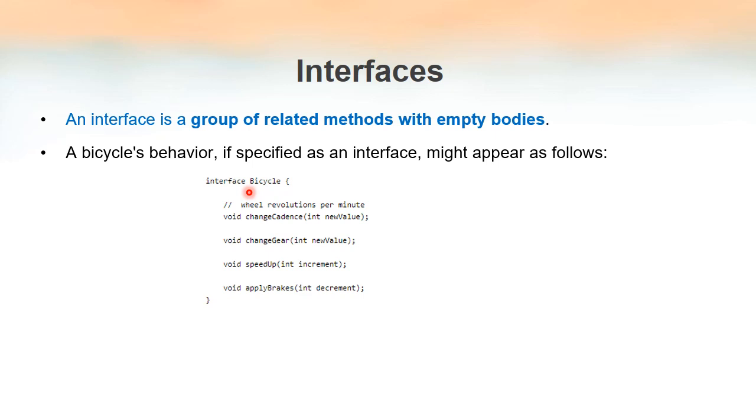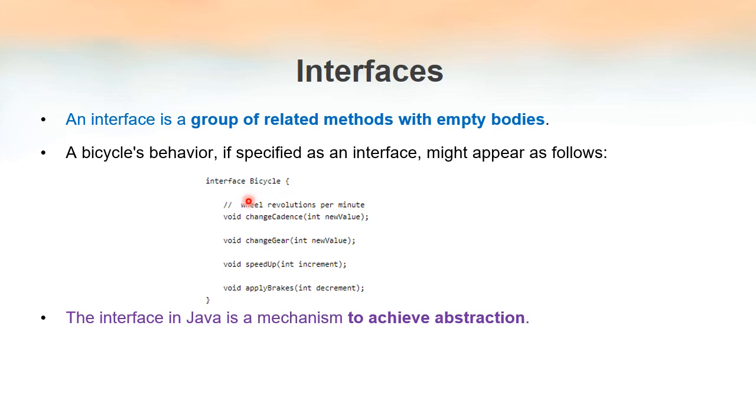So what's the need of an interface? If the methods inside the interface do not have a body, then why do you have to create an interface? Yes, an interface in Java is actually a mechanism to achieve abstraction. We all know the definition of abstraction, isn't it? Abstraction means a property by which we are hiding the implementation, right? We are showing only the essential things to the users. We are hiding the implementation.